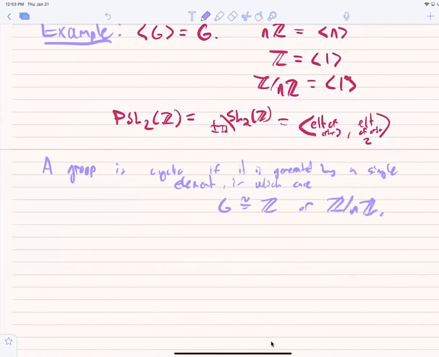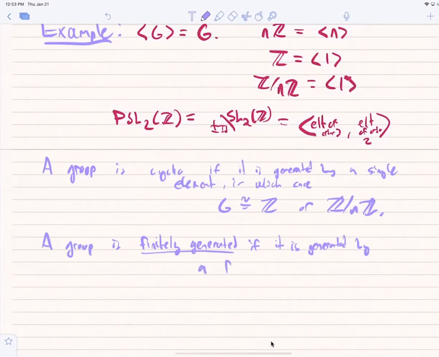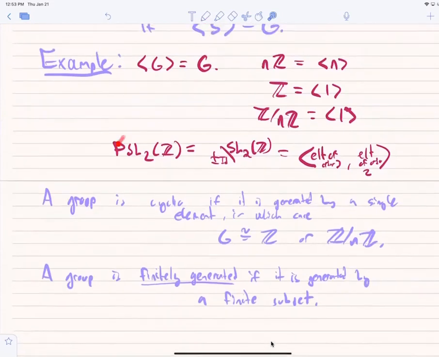Okay, so a group is finitely generated if it is generated by a finite subset. So for example, this PSL2 of Z is generated by a set of 2 elements, so it's a finitely generated group.